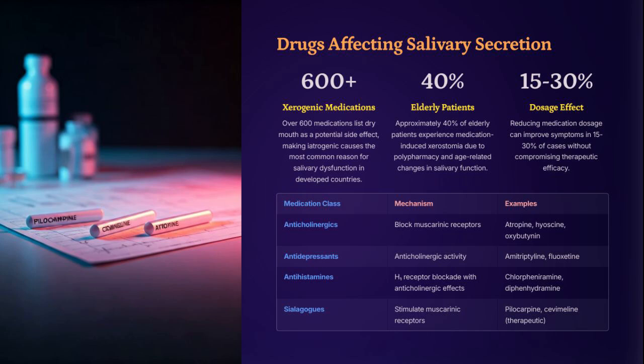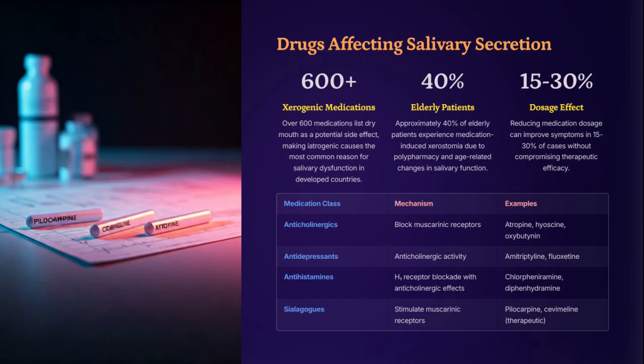Then there are antidepressants and antihistamines, which can also have anticholinergic effects, drying out the mouth as a side effect. The good news is that in 15 to 30% of cases, simply reducing the drug dose can improve symptoms without compromising treatment. On the flip side, we also have drugs called sialagogues. These are medications like pilocarpine and cevimeline that stimulate saliva production by activating muscarinic receptors.